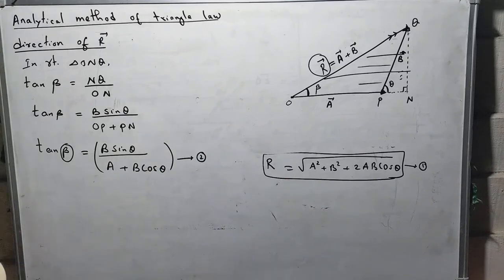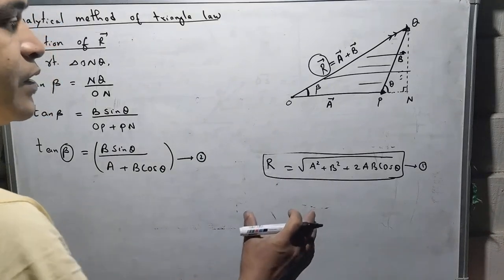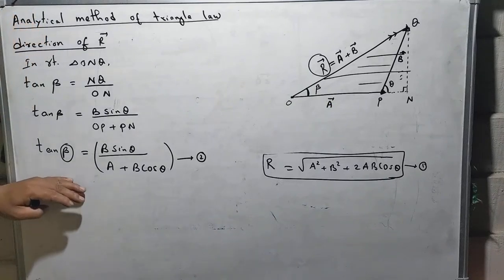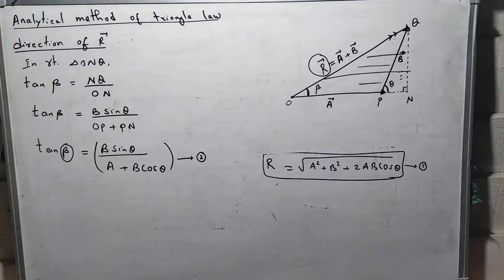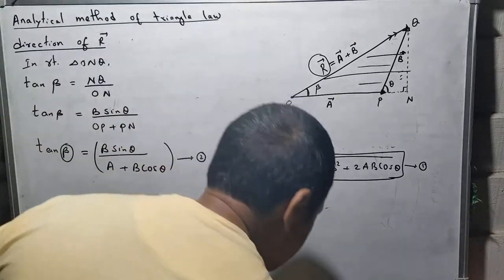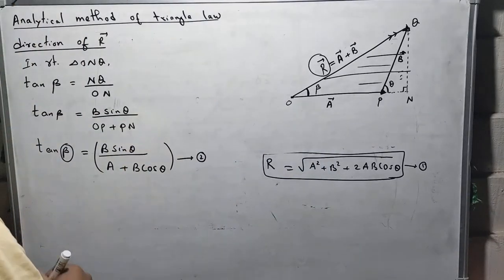So please note down here, this equation 1 gives you the magnitude of the resultant vector, and this equation 2 gives you the direction of the resultant vector. So from this equation 1, let us discuss some special cases. Let me write here.